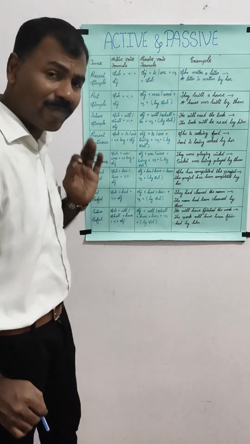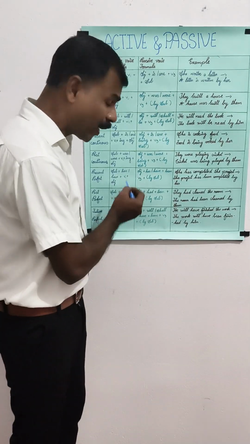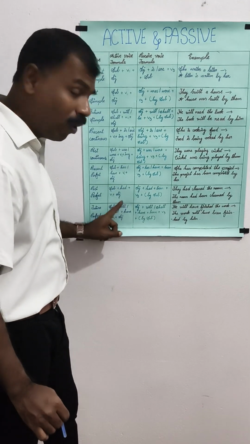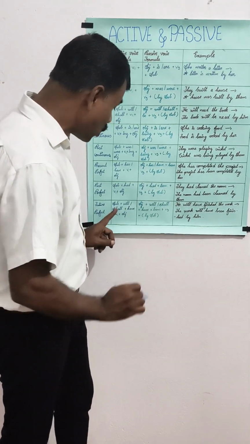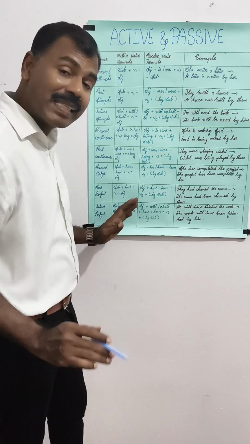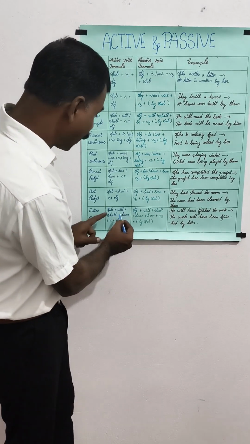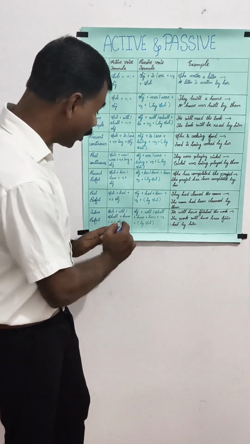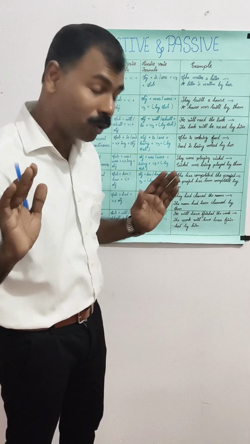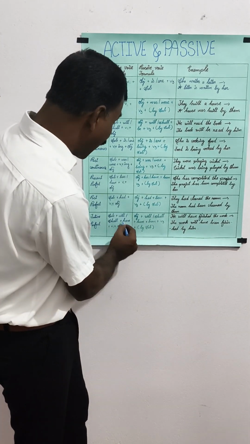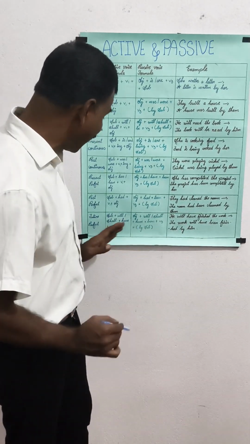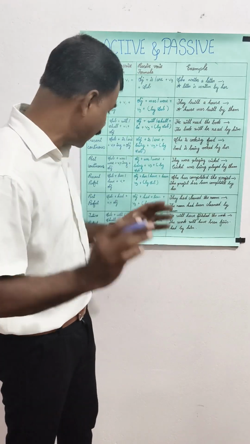Next, future perfect tense. In this future perfect tense, you can see the formula: subject plus will or shall plus have plus be3 plus object. That is our formula. Here you can see subject plus will or shall. So will or shall means immediately we can understand it will be the future tense. So will or shall plus have plus V3 plus object. That is the formula for future perfect tense.